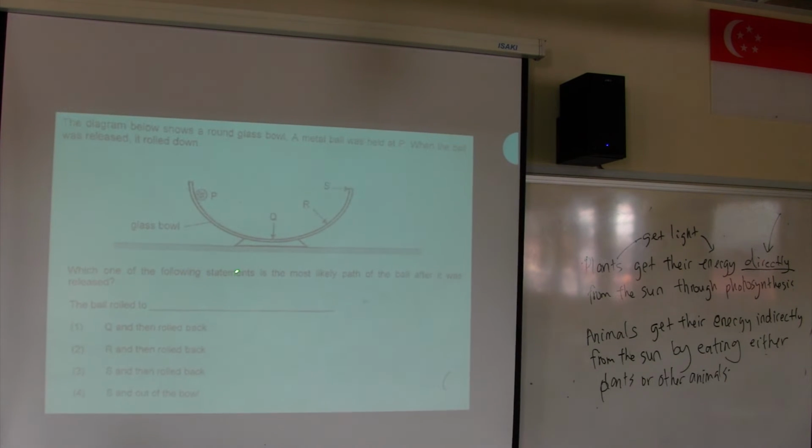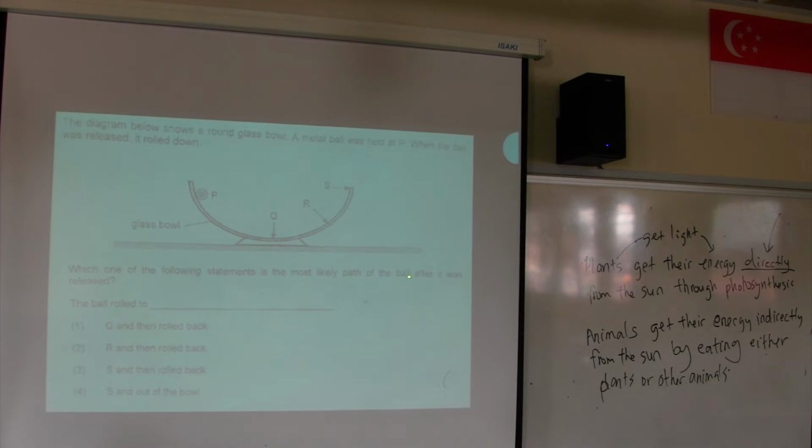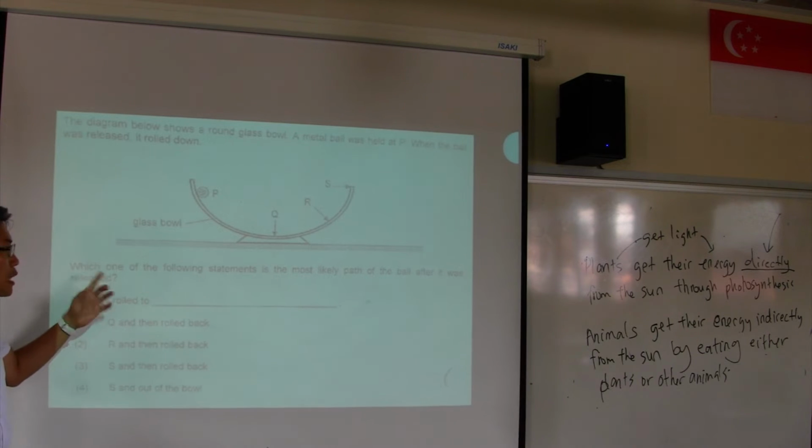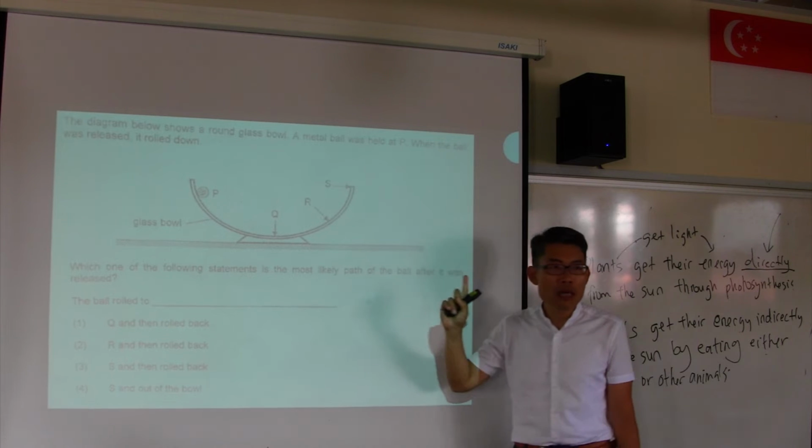So which of the following statements is likely to be the likely path of the ball after it was released? Now to understand this, you must know a few things. So at P, what is the form of energy that is at P? Can you write it down on the whiteboard now?